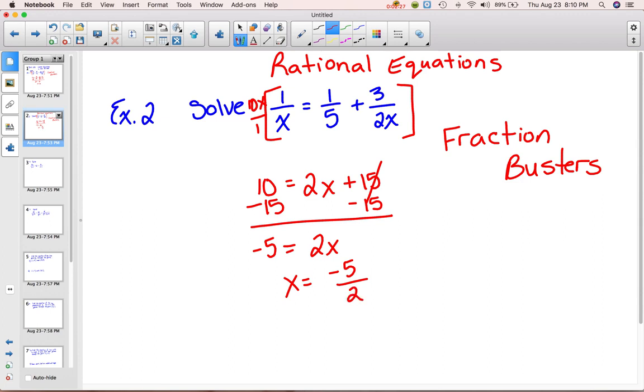Anytime we're dealing with a rational equation, you always want to look back at what you were given and make sure that by substituting the value in, you don't get 0 in the denominator. So for example, if I had gotten an answer of 0, I'd have a problem because I can't have 0 in the denominator. But here we're fine with negative 5 halves, so that's our solution.